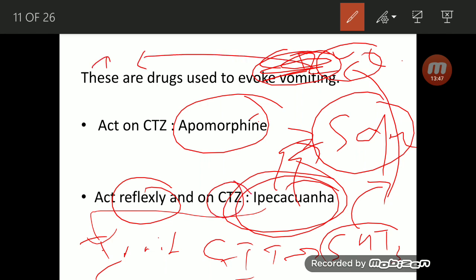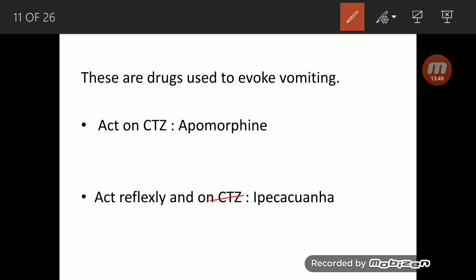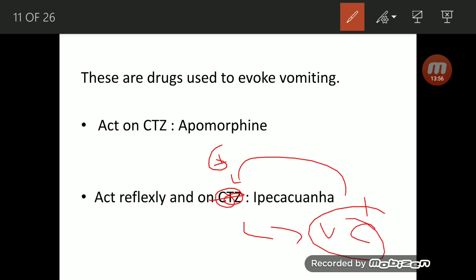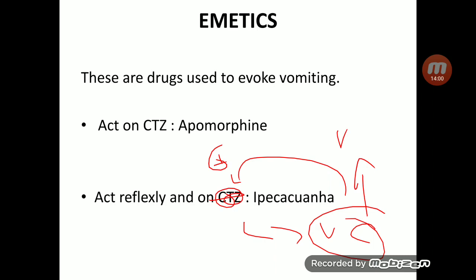Second, it acts directly on your CTZ. It activates your CTZ. CTZ sends an impulse to your vomiting center and then you vomit. So this is all about your emetics. Emetics are generally drugs which are used to induce vomiting. Okay.